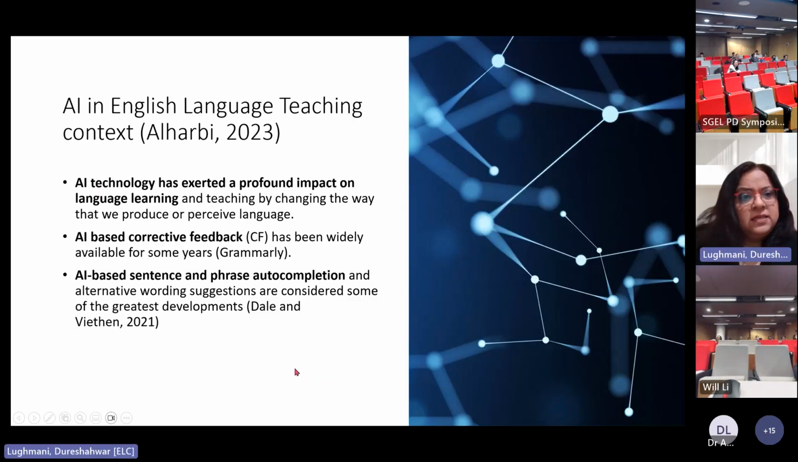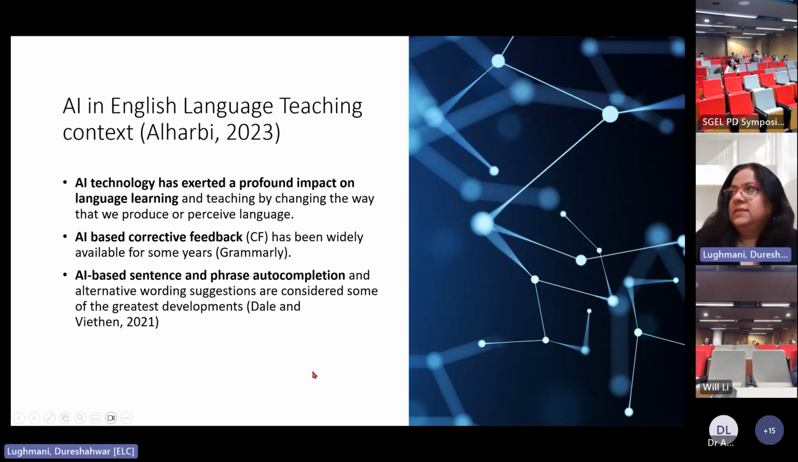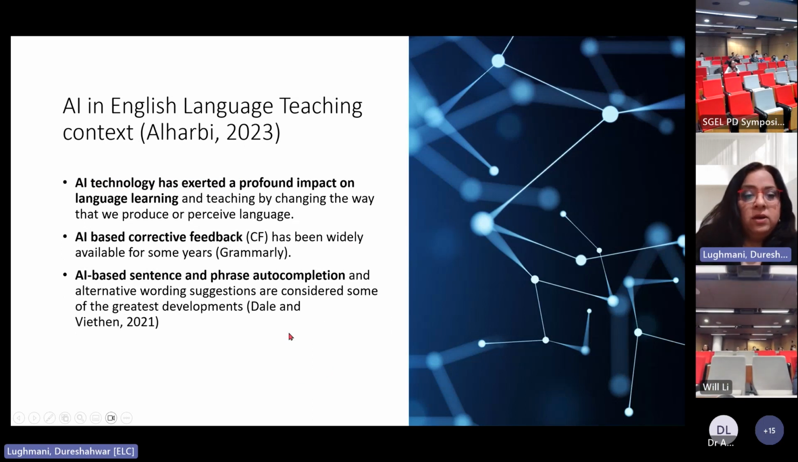In our ELT context, technology has exerted a profound impact on language learning and teaching. AI-based corrective feedback, for example, has been widely available for some years through a famous tool, Grammarly, and others similar to that. AI-based sentence and phrase auto-completion and alternative wording suggestions are considered some of the greatest developments in our field and probably in all fields because you use email and it writes it for you nowadays.